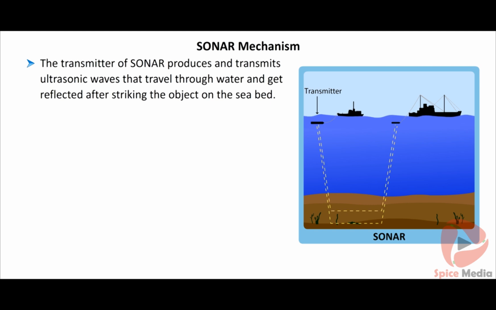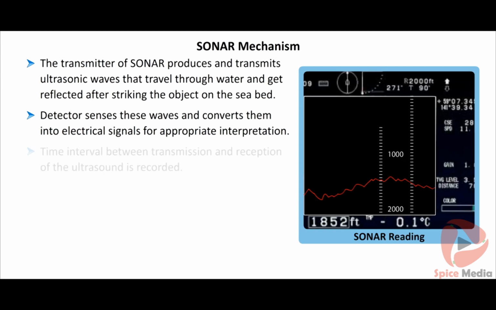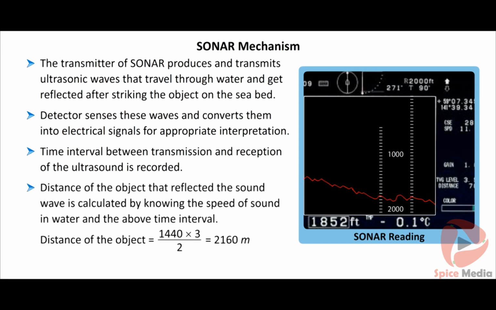The transmitter of the sonar produces and transmits ultrasonic waves. These waves travel through water. They get reflected after striking the object on the seabed. The reflected waves are sensed by the detector. The detector converts the ultrasonic waves into electrical signals which are appropriately interpreted. The time interval between transmission and reception of the ultrasound is recorded.